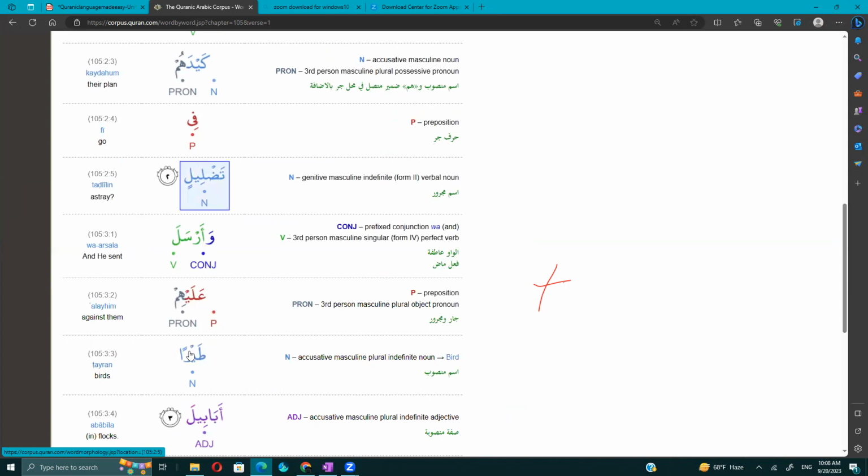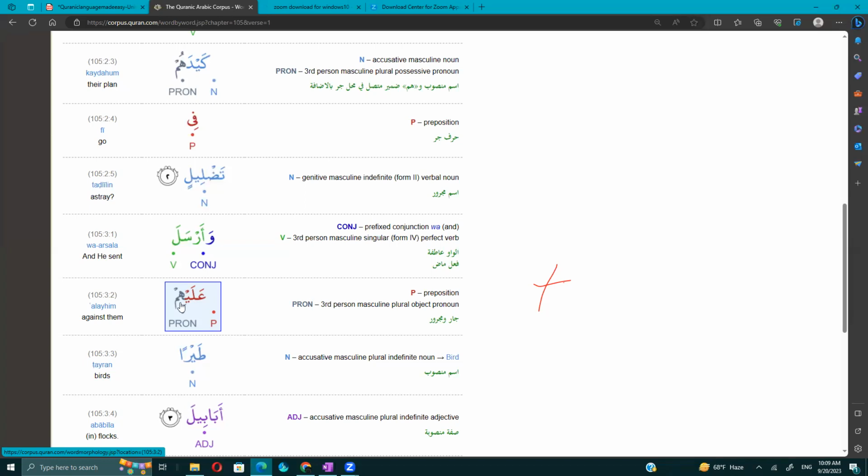وَأَرْسَلَ عَلَيْهِمْ طَيْرًا أَبَابِيلَ. Now tell me which is the huruful jar again you see here? Alay. Very good. And the good thing about corpus.quran.com is that the huruful jar are marked in red. When you open fi tadlil, you see fi is a huruful jar, written as preposition and marked as P in red. And wa arsala alayhim, the ala is also marked in red, right? Ala plus hum becomes alayhim, upon them, okay?